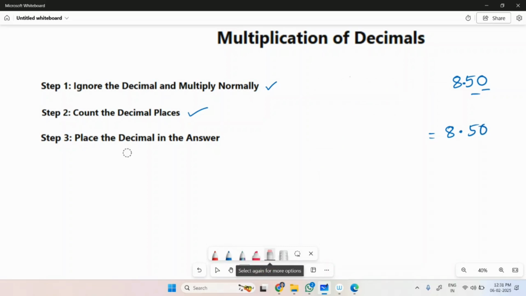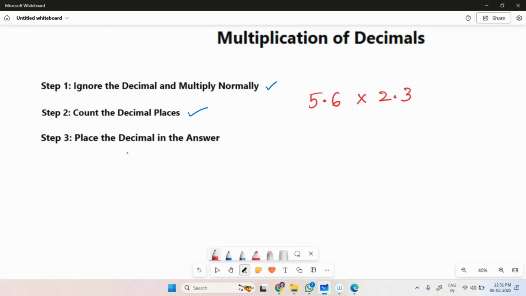Let's see one more example. 5.6 times 2.3. First step is ignore the decimal and multiply normally. 56 times 23. 56 times 23 is 1288. Now the step 2 is count the decimal places. In the first decimal number, we have one decimal place. In the second decimal number, we have one decimal place. So 1 plus 1 is 2.